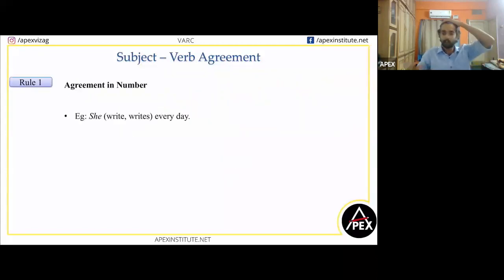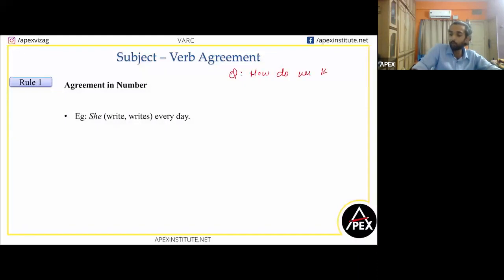Now, as I always say, there will always be rules in grammar, but I don't think we need to bother about rules as rules. Let's learn them as logics. Let's see what's the logic. As I told you before, if one person is doing, then we'll need one action to be there. The verb also should tell us that only one person is doing it. Correct?